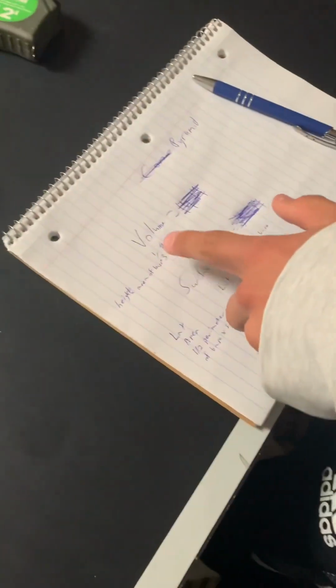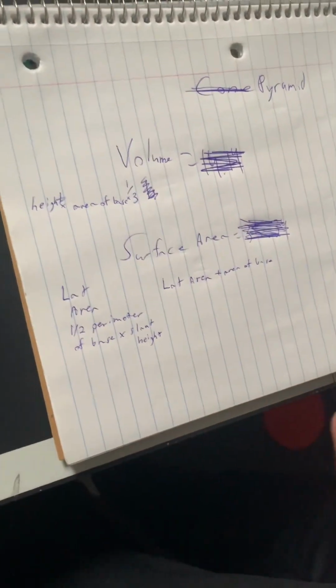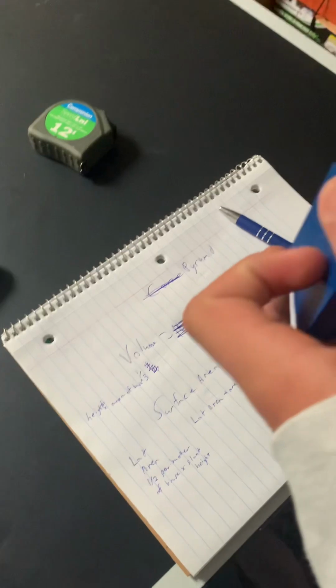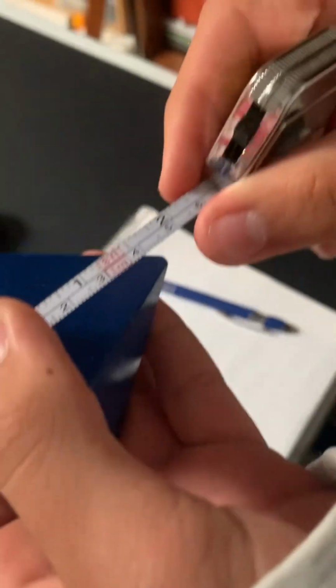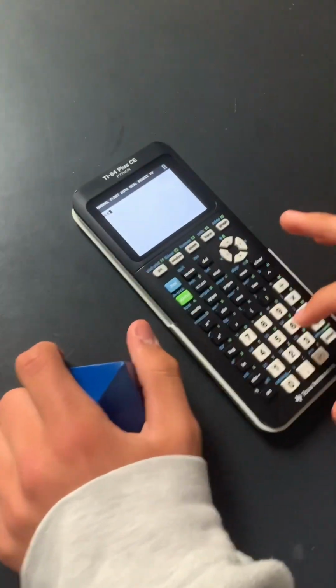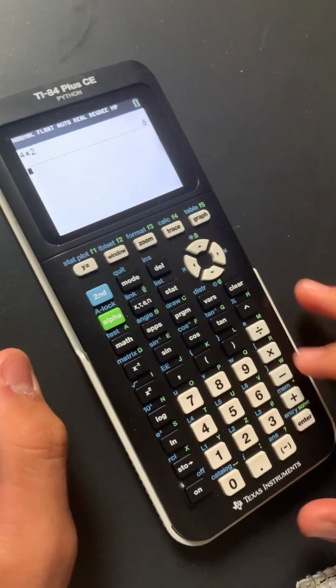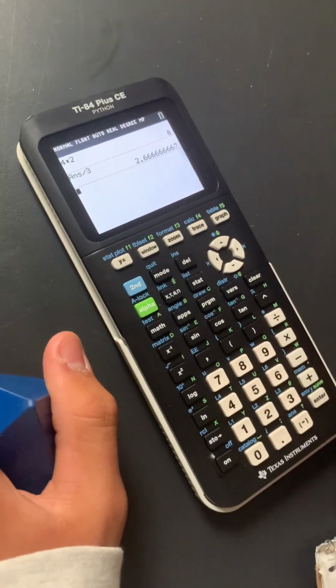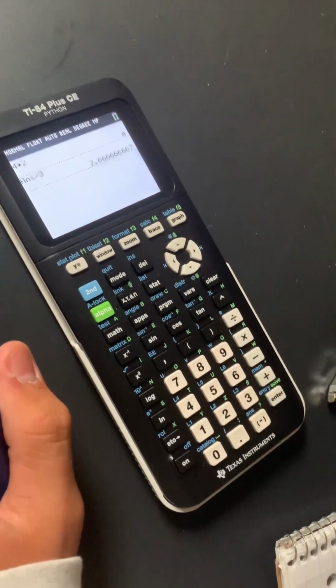So I already know I have to divide by 3. I'll do it at the end. Now all I have to do right now is find the height. The height of this figure, which is not the slant height, would be about 2. So multiply that by 2, and then divide it all by 3, and then I'll get 2.66 repeating.